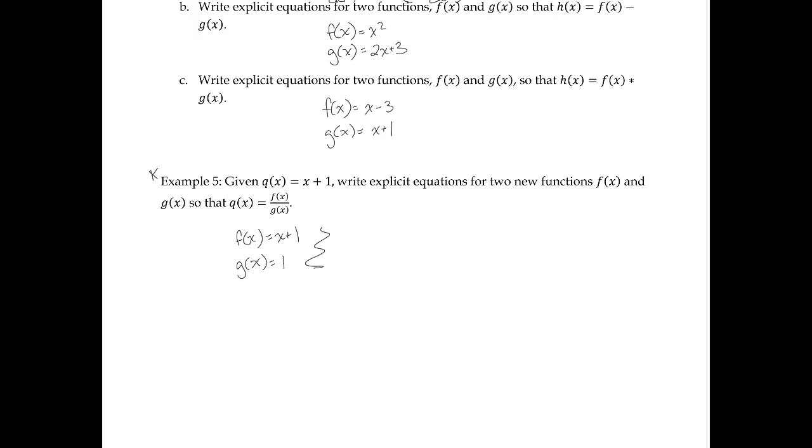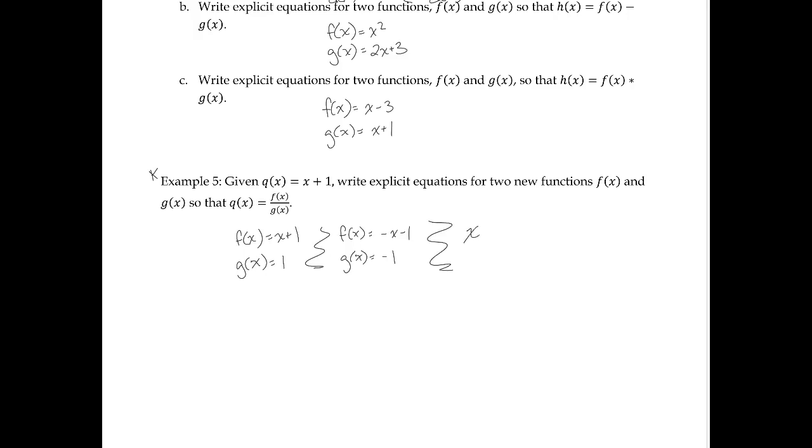Conversely, if you want to make it just a little bit less on the nose, you could say f of x is negative x minus 1 and g of x is negative 1. That would also work.